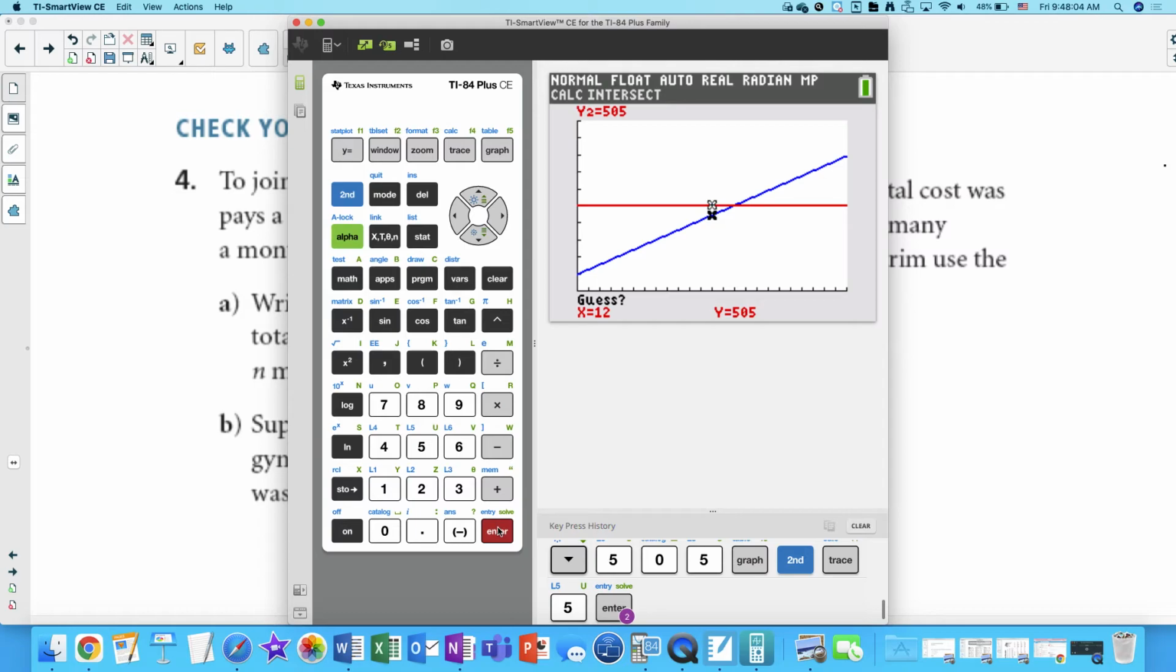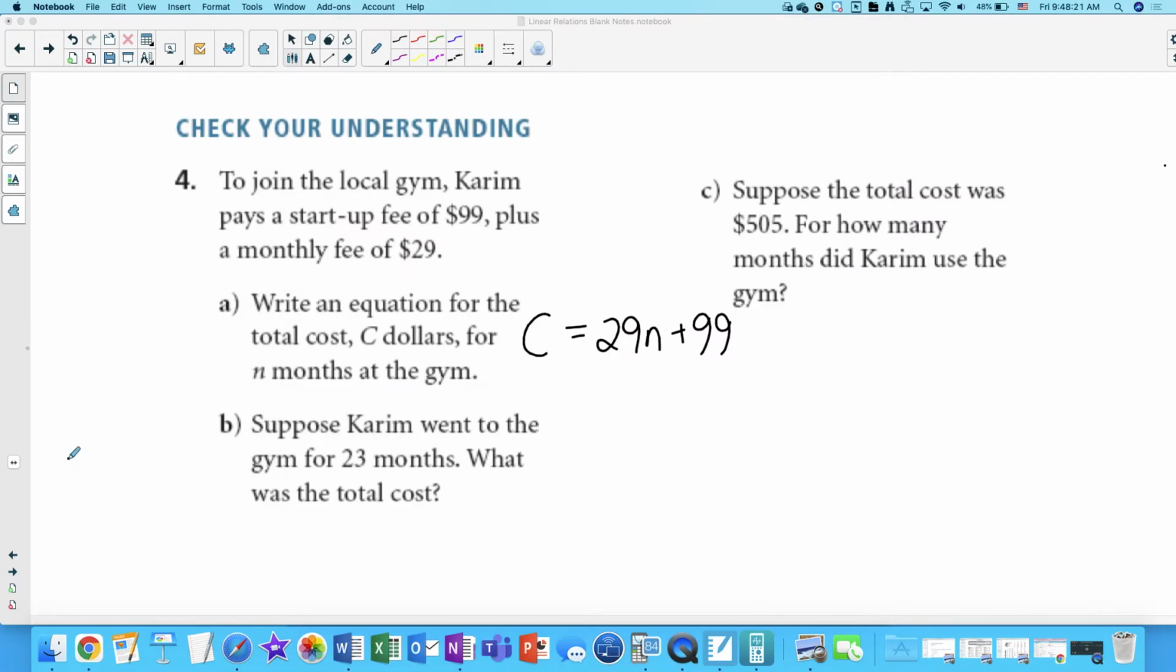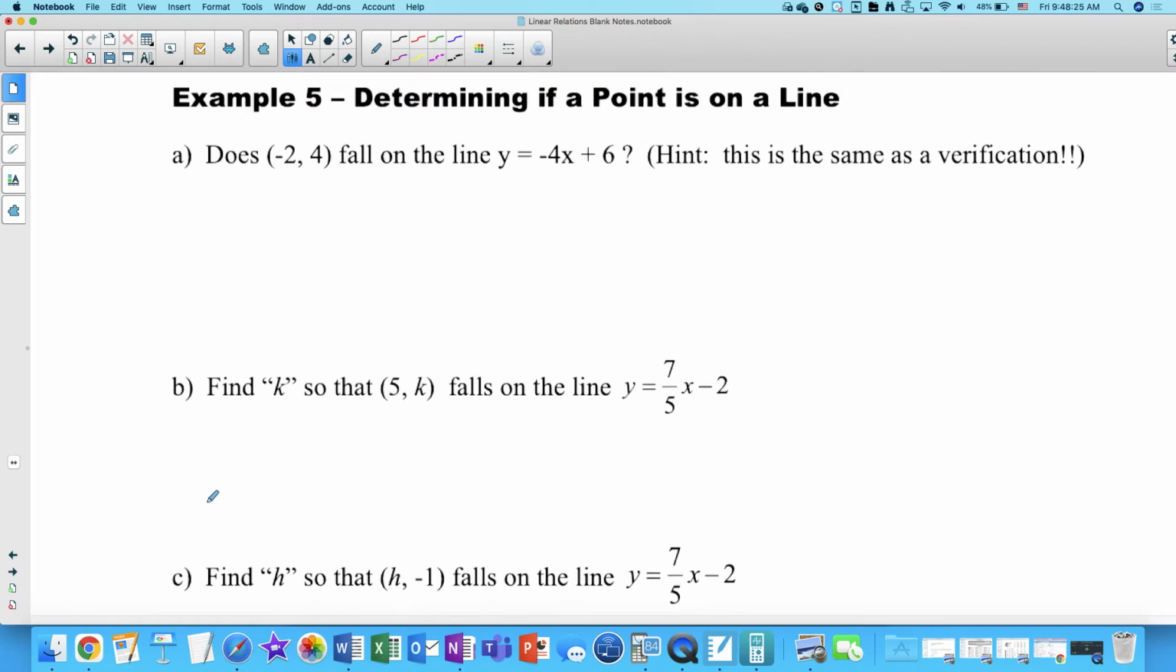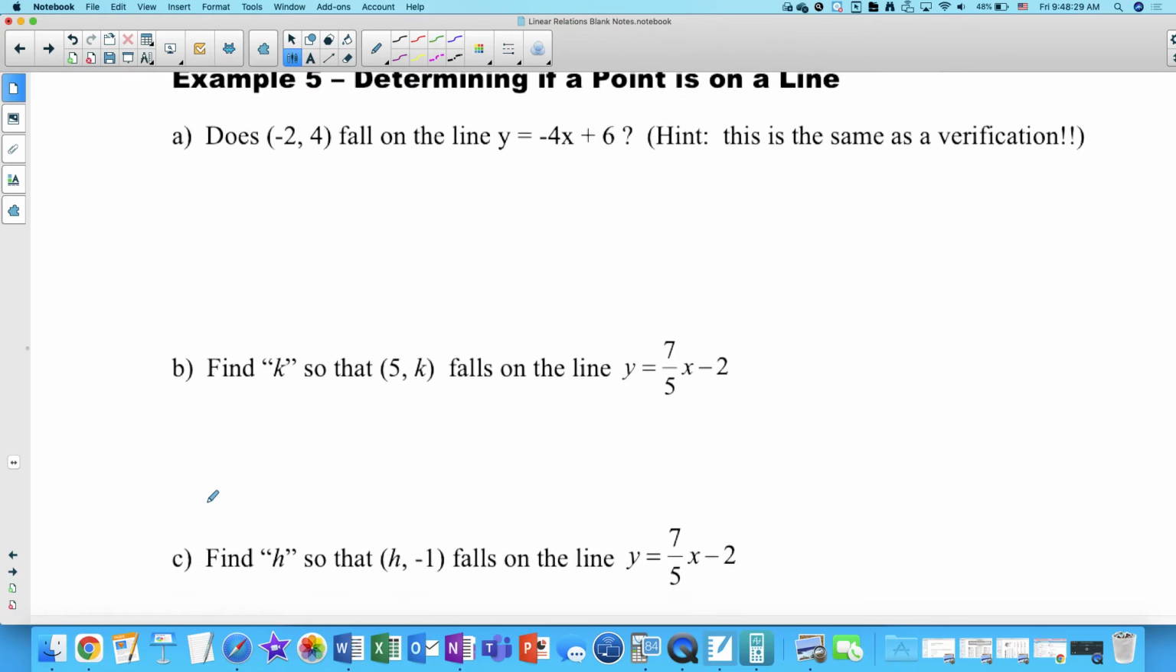Okay? So that's just another little feature. Not super important for this particular example because we can very easily figure this out algebraically, but it is nice to know because it can be super handy in other examples. All right, another couple of examples, and then we are going to talk very, very briefly about vertical and horizontal lines, and then we'll call it a day.